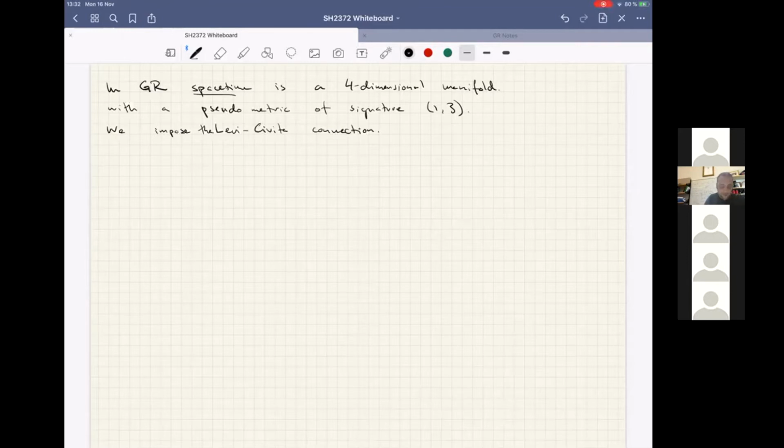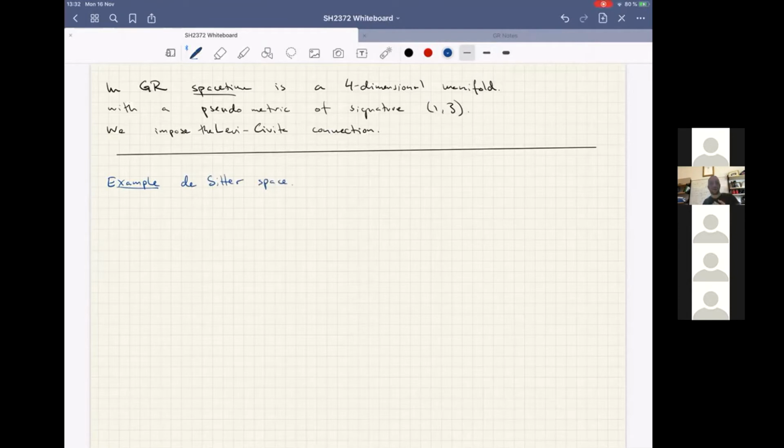So just as an example of a manifold that you might encounter, let's consider the following, which is called de Sitter space. So de Sitter space is a 4-dimensional hypersurface in 5-dimensional Minkowski space.